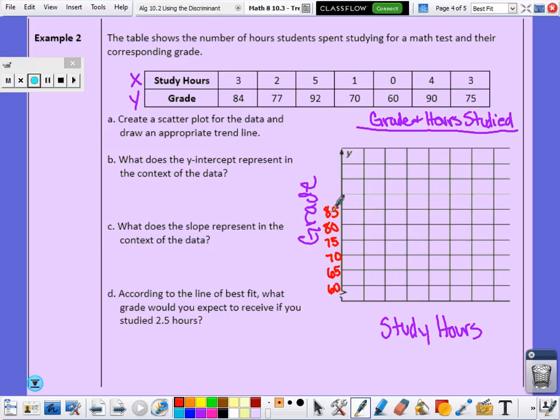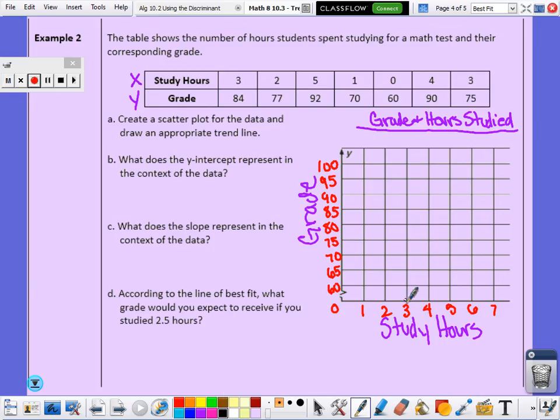Go ahead and do this on your paper as well. And we can't have more than 100%. I'm assuming those are percentages. Okay, for study hours, ranging from anywhere from 0, it looks like, up to 5. So I'm just going to start with 0 and go up by 1 hour. And nobody studied past 5. So there we go. And now I just plot my points.